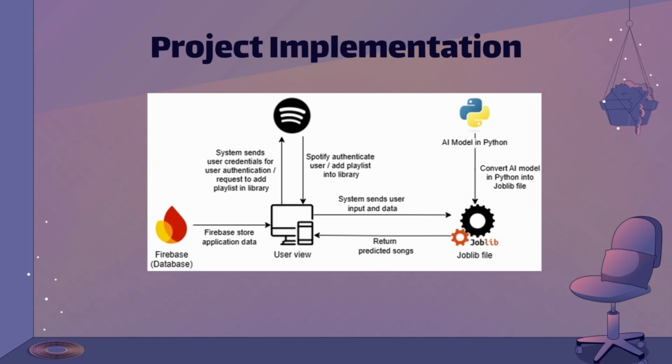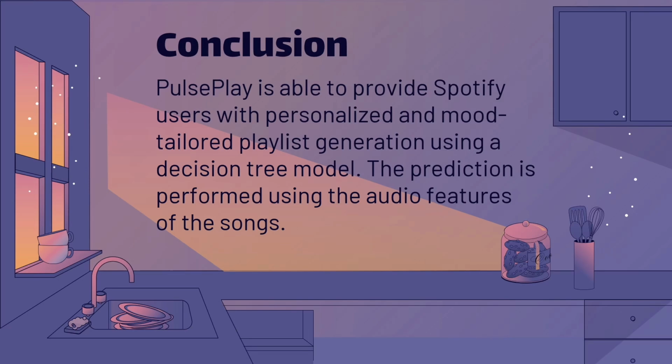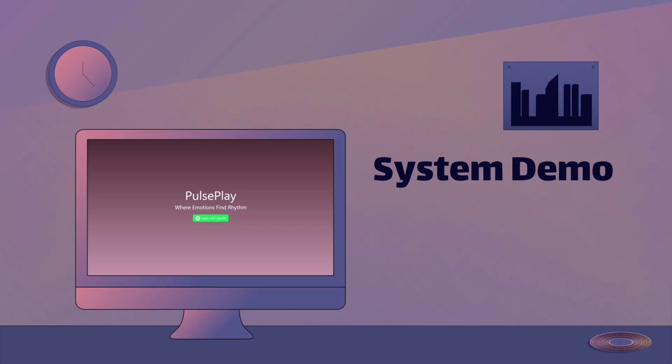After that, the user can provide feedback, and the feedbacks will be stored in Firebase. In conclusion, PulsePlay is able to provide Spotify users with personalized and mood-tailored playlist generation using a decision tree model. The prediction is performed using the audio features of the songs. Now we will proceed with the system demonstration.